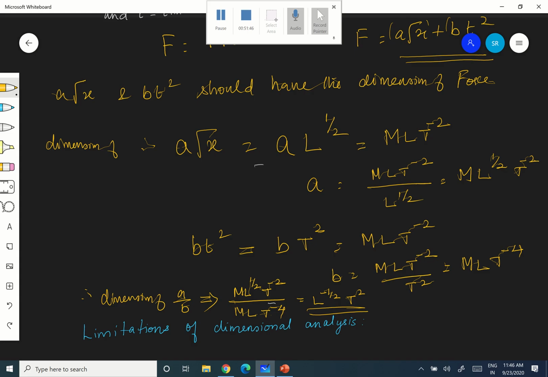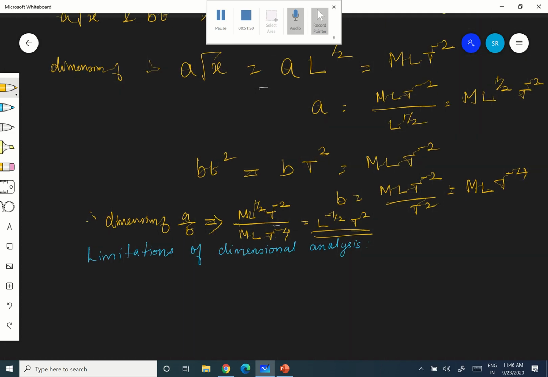Now I think this is clear. I'll be giving some homework on it. Hope you have already done the homework that was given. 7 numericals I have given. Hope you would have completed them. So along with deriving the formula, I'll also be giving some numericals for practice.